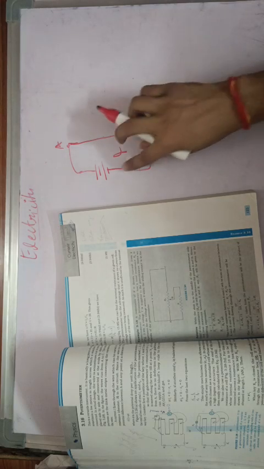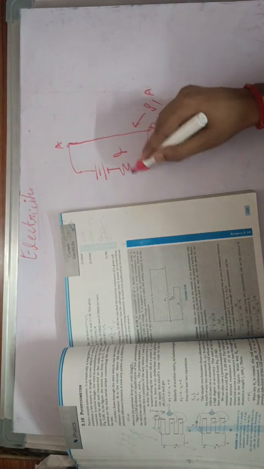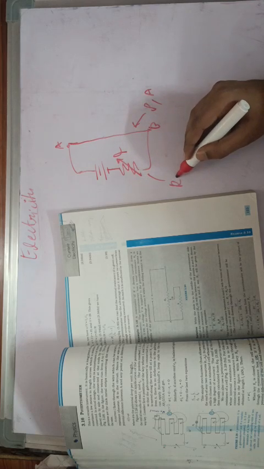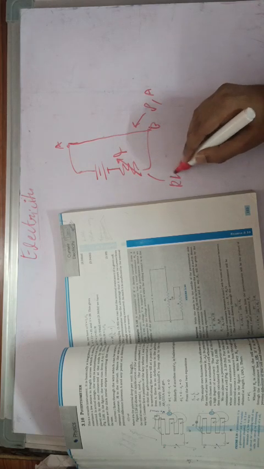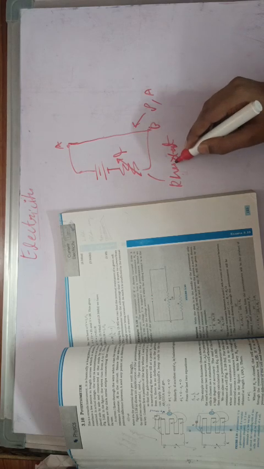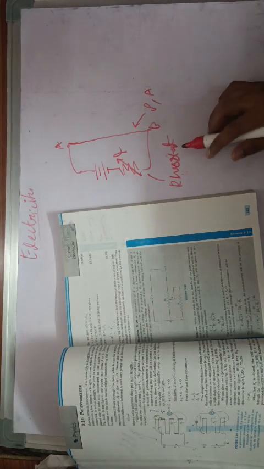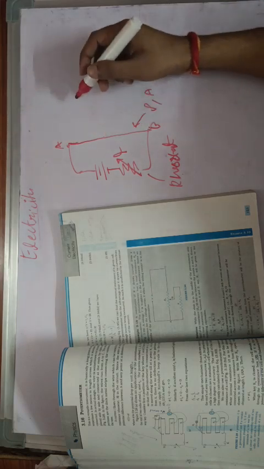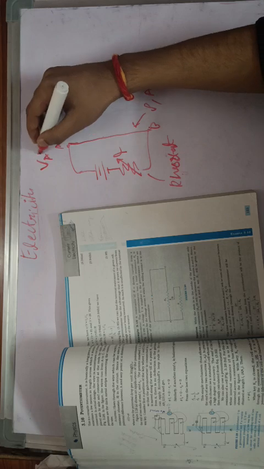Now there is a variable resistance here also, which is the rheostat. This is the symbol of a rheostat, R-H-E-O-S-T-A-T. So there is a rheostat here whose resistance can be varied, to control the current flowing in this, and so we can control the EMF across this V_AB also.